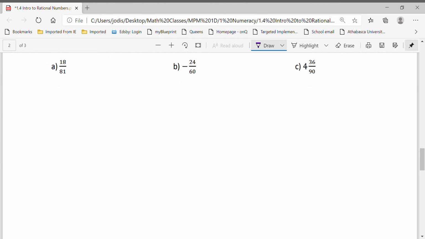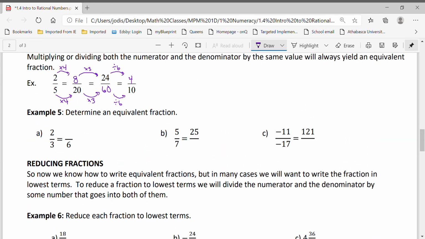And then example number 5, we want to just determine an equivalent fraction. We're going to use the same rule, so whatever we did to the bottom, in this case multiplied by 2, we want to do to the top, so that'll give us 4. On this one, we multiplied the top by 5, so multiply the bottom by 5, and we get 35. On this one, we multiplied the top by negative 11 because it went from a negative to a positive, and then we want to multiply the bottom by negative 11, and negative 17 times negative 11 is 187. Okay, so make sure that you are also watching out for signs.